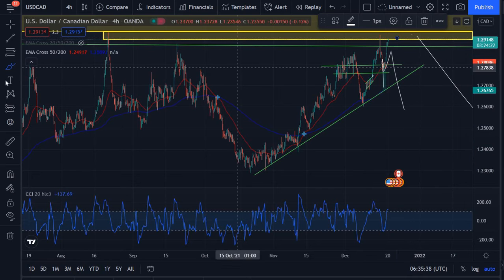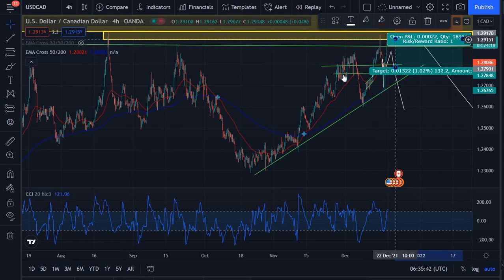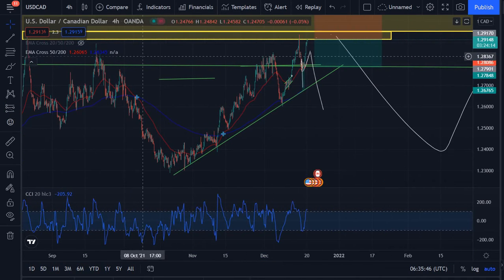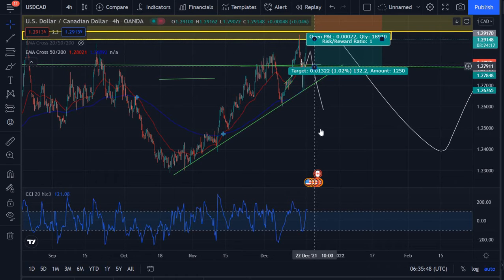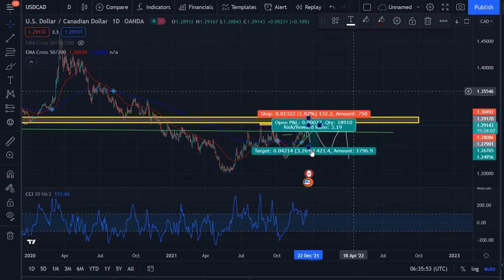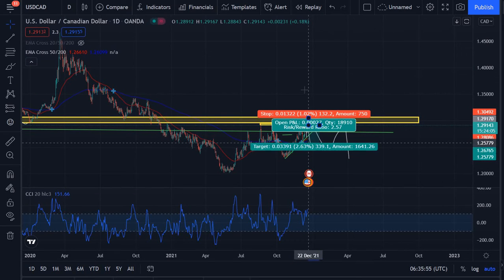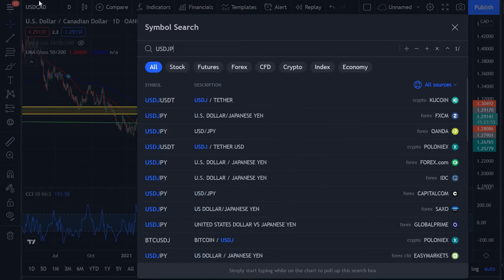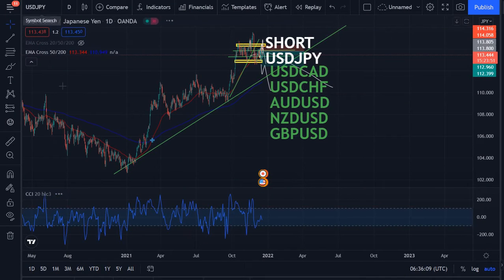Bigger on the longer term trend, something like this. Maybe if we check the daily, probably around here, yeah, something like this. But for now I'm still patient and waiting here. So next is the US dollar and the Japanese yen.